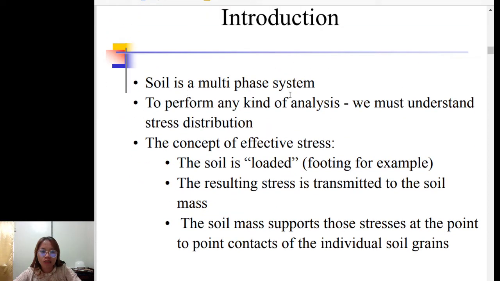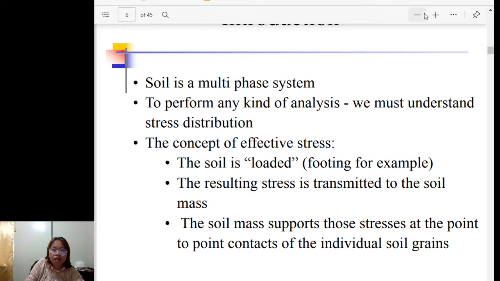Soil is a multi-phase system. To perform any kind of analysis, we must understand the stress distribution in the soil. So we have the concept of this effective stress. The effective stress concept: if the soil is loaded, a footing for example, the resulting stress is transmitted to the soil mass. The soil mass supports those stresses at the point-to-point contacts of the individual soil grains.